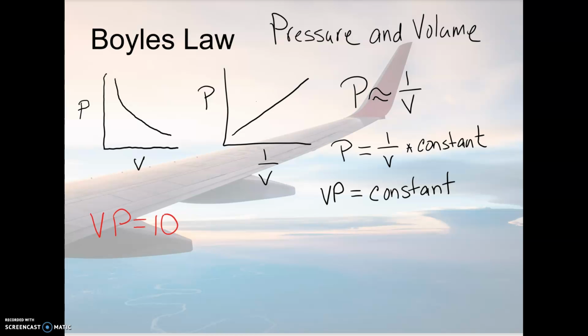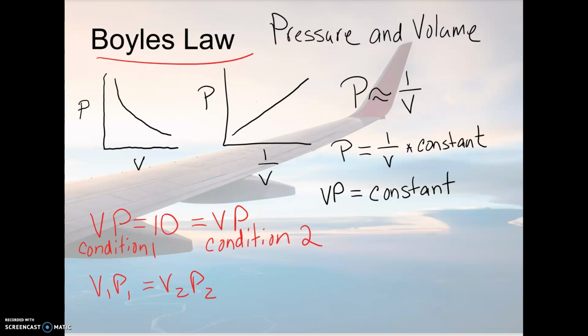And this is the basis behind saying that if we have 2 sets of conditions, they're equal to one another. So V1 times P1 equals 10. Well, V2 times P2 would also equal 10. So we can eliminate the constant and just say V1 times P1 equals V2 times P2. That's Boyle's law. So let's move on to Charles' law.